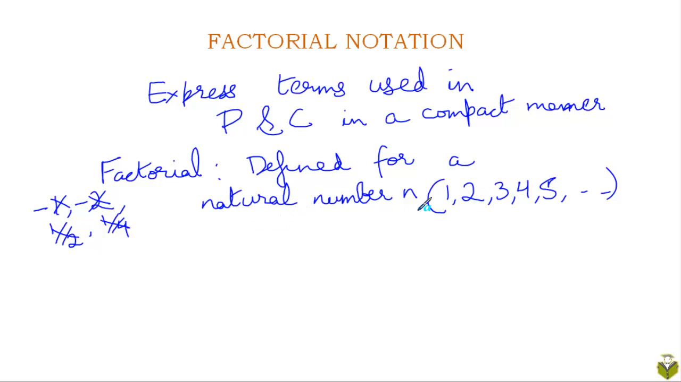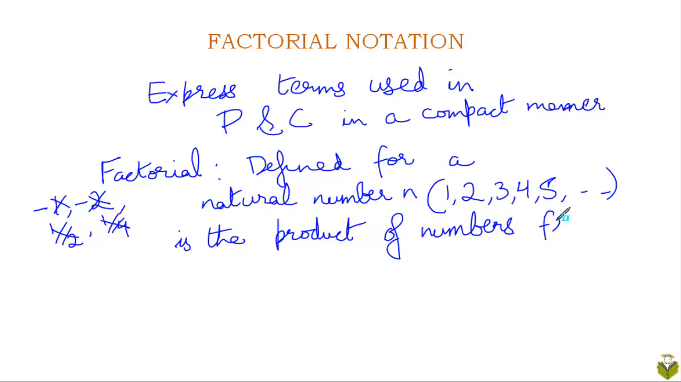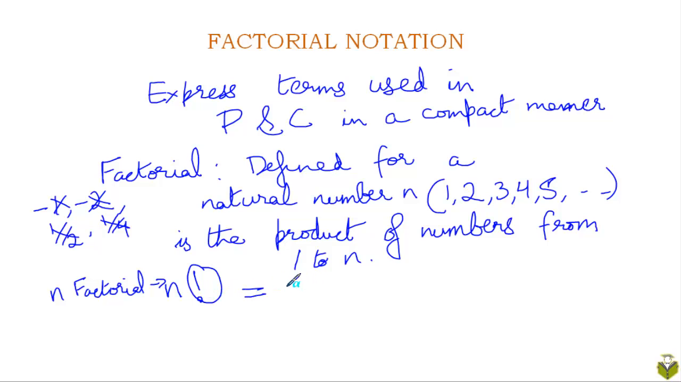So a factorial defined for a natural number n is the product of numbers from 1 to n. Factorial is denoted by an exclamation mark, so we call this n factorial. Then n factorial is basically n multiplied by n minus 1 multiplied by n minus 2 and so on till 1. You can go either way, 1 multiplied by 2 till n, or n multiplied by n minus 1 till 1.